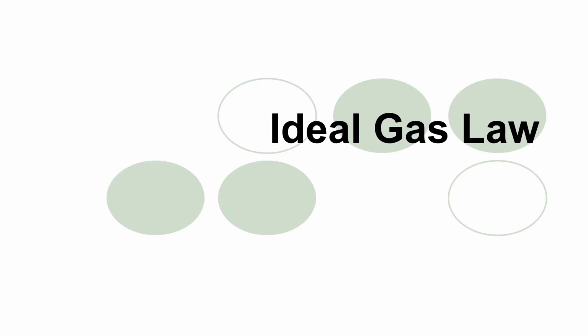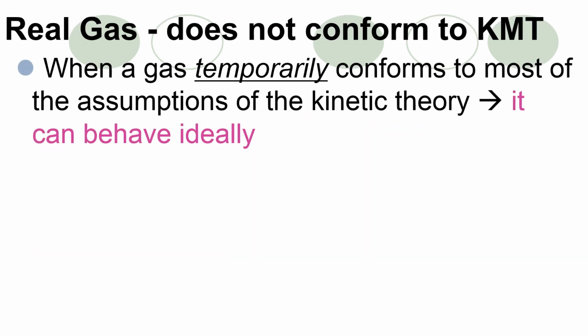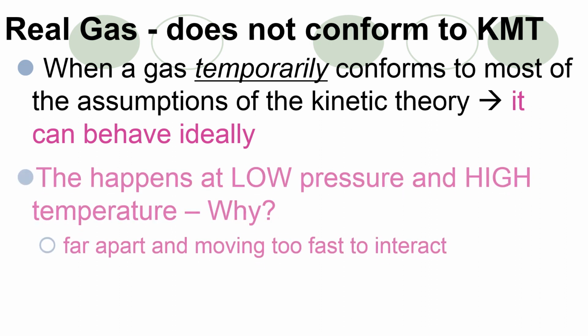So now that we've reviewed and covered all the ones we've done so far, let's take a look at the ideal gas. An ideal gas, as a review, is an imaginary gas that conforms to all of the assumptions of kinetic molecular theory. And there's really no such thing. But real gases, they don't conform. But sometimes a gas temporarily conforms to most of the assumptions of kinetic molecular theory. And then we can treat it like an ideal gas.